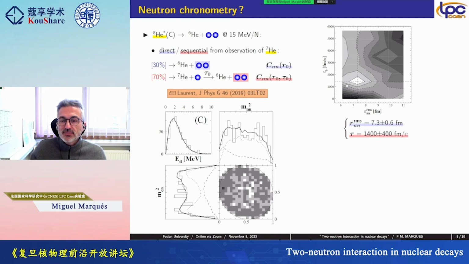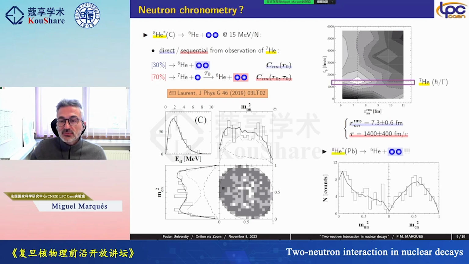Fermi over C. And the interesting thing is that this is the delay that we measure between the neutrons. If you check what would be the delay associated to the lifetime of helium-7, it is exactly this. So it's in very good agreement with this 1400 from the width of helium-7. So this was an overall check.